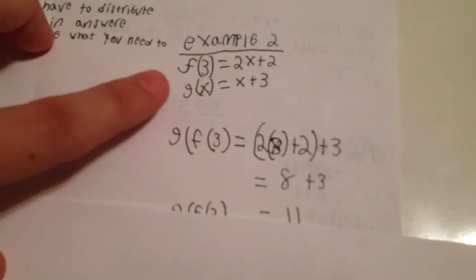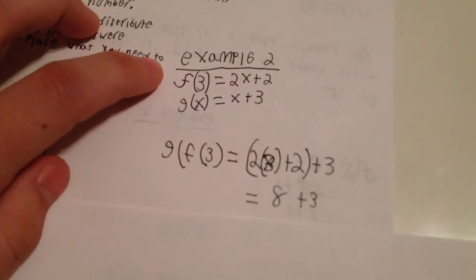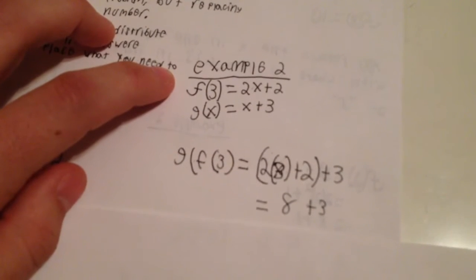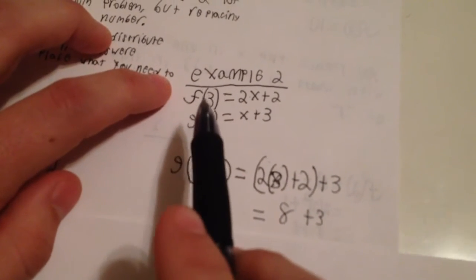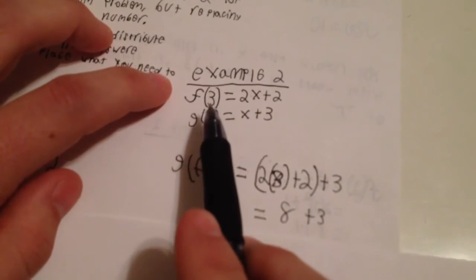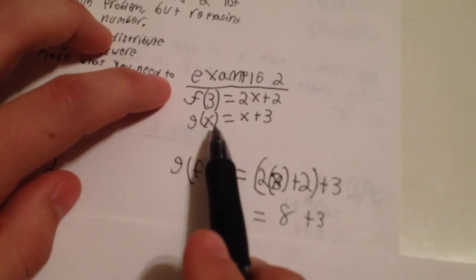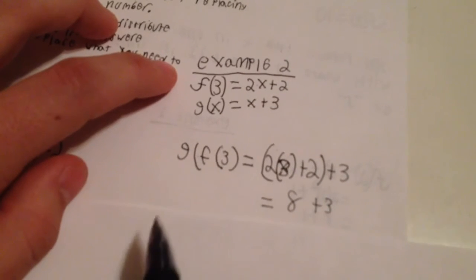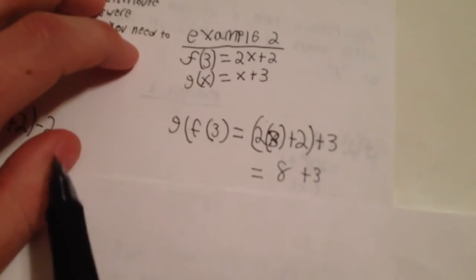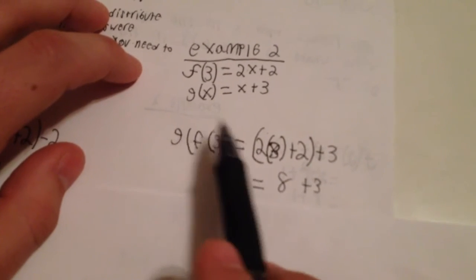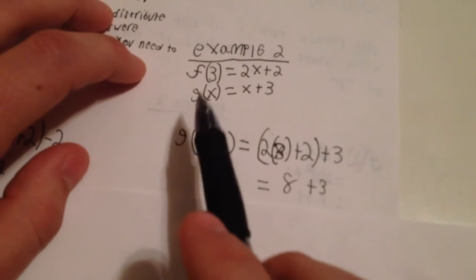I'm going to go to example number 2 here. In example 2, it's going to be the same problem, just switching up the numbers a bit to make sure we have it down. F of 3 equals 2x plus 2, and then g of x equals x plus 3. And the same exact thing as the problem to the left, you're going to replace everything, make sure everyone's in place.